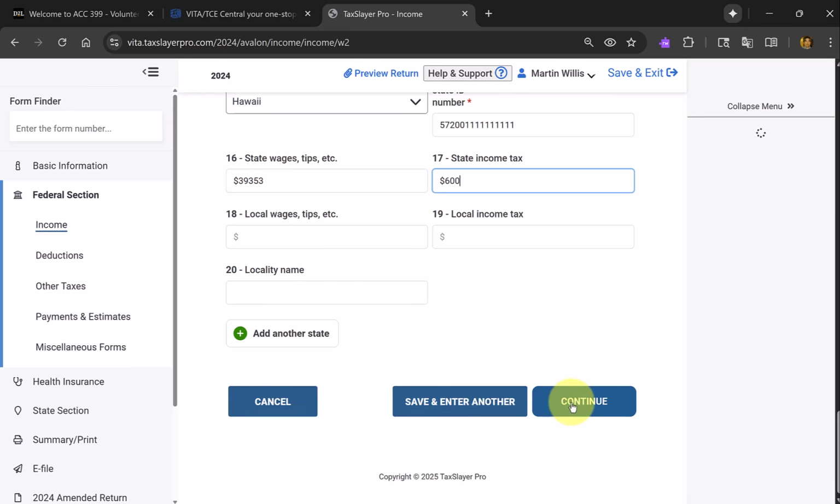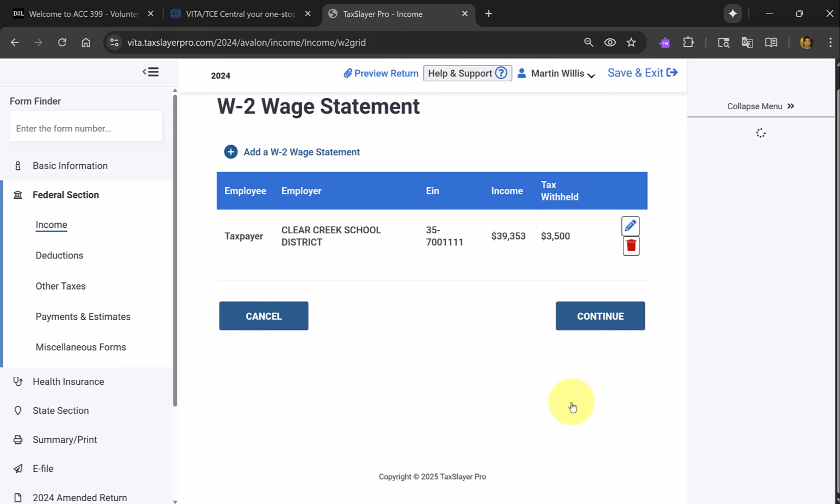So continue. If there are other W-2 forms you need to enter, either for the taxpayer or spouse, click on this button up here. If Abby, our dependent, has a job, you would not include that on our taxpayer's tax return. Abby would have to file her own tax return, even though she's being claimed as a dependent.